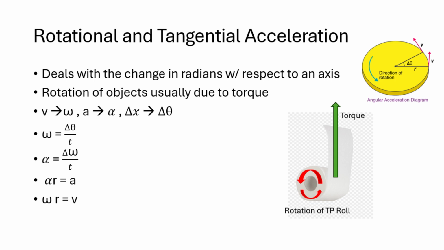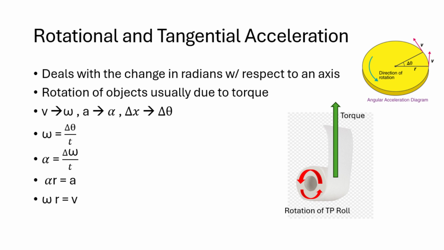Now we have rotational and tangential acceleration, and they deal with the change in radians with respect to an axis, as well as rotation of objects usually due to torque. And you can see here that tangential velocity, or v, is related to angular velocity, omega, by the equation v equals omega times r, seen on the bottom of the screen.